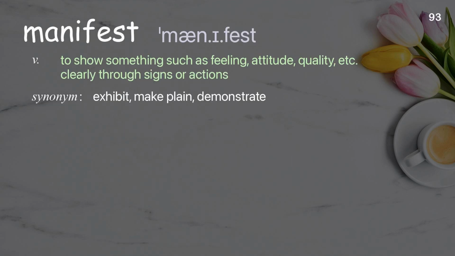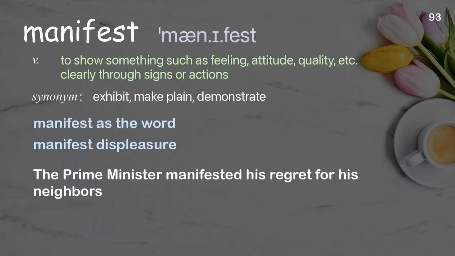Manifest: To show something such as feeling, attitude, quality, etc., clearly through signs or actions. Examples: Manifest as the word. Manifest displeasure. The Prime Minister manifested his regret to his neighbors.